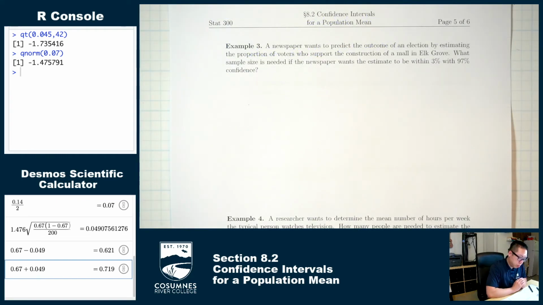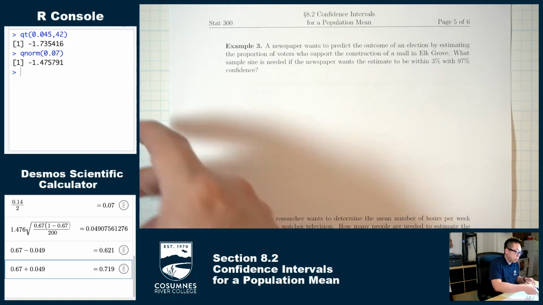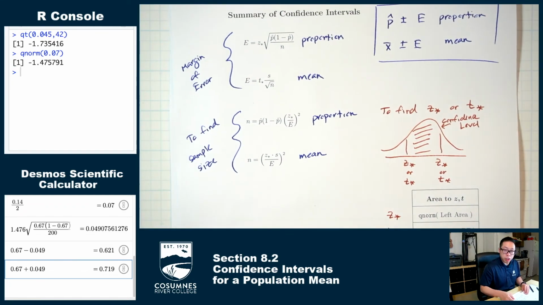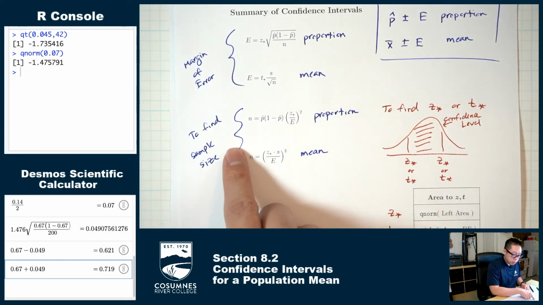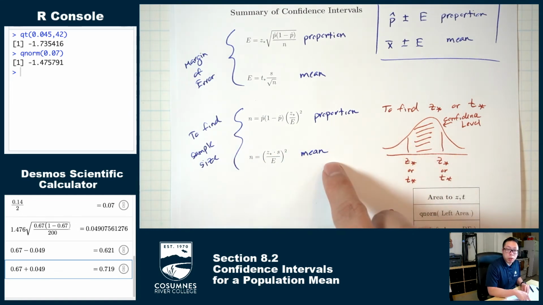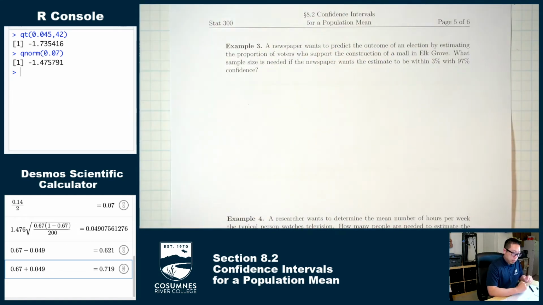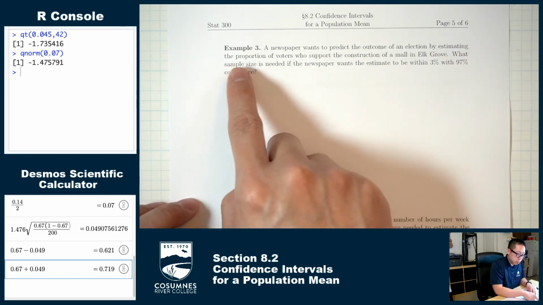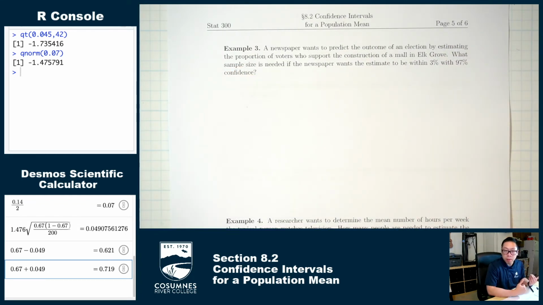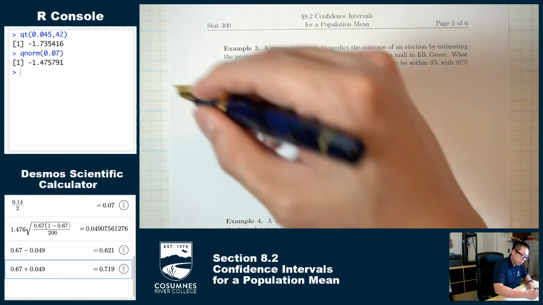Example 3. A newspaper wants to predict the outcome of an election by estimating the proportion of voters who support the construction of a mall in Elk Grove. What sample size is needed if the newspaper wants the estimate to be within 3% with 97% confidence? It's asking for the sample size here. So we'll be using one of the sample size formulas on our cheat sheet. Question is, are we talking about proportions or means here? It says they want to estimate the proportion of voters who support the mall, right? Proportion. This is going to be a proportion question.